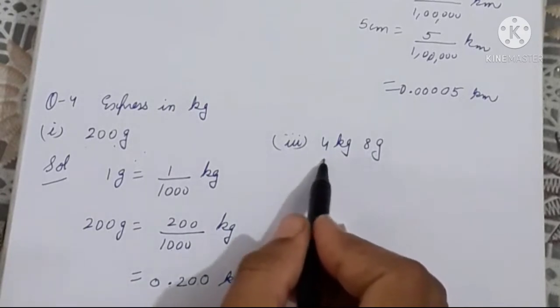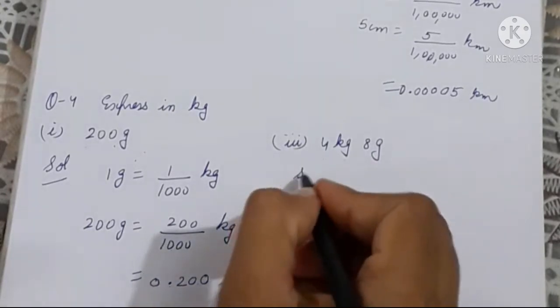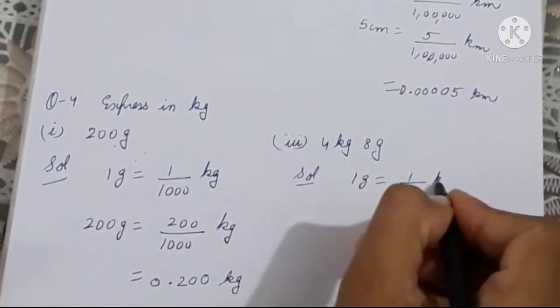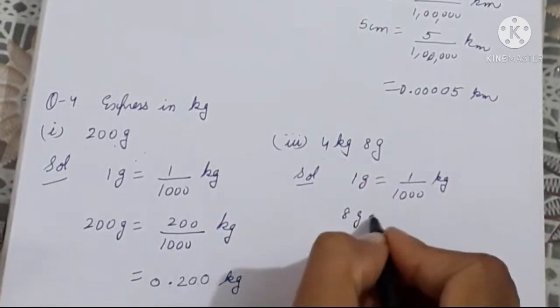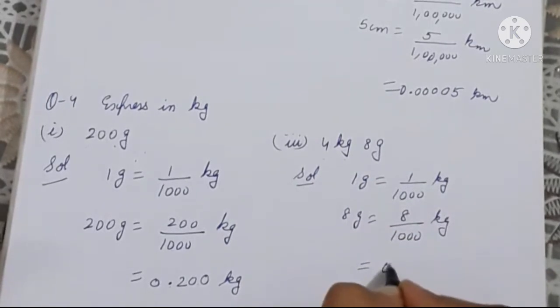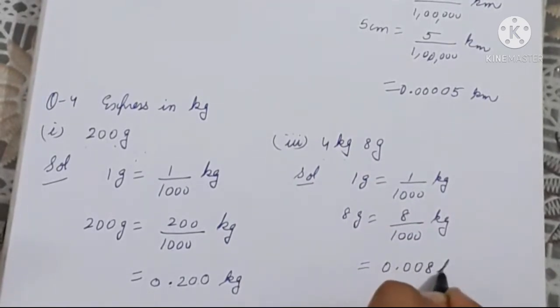Third part is 4 kilogram 8 grams. Here again 1 gram equals 1 upon 1000 kilograms. So 8 grams equals 8 upon 1000 kilograms, that is equal to 0.008 kilograms. So 4 kilograms 8 grams equals 4 plus 0.008 kilograms. When you add, it will be 4.008 kilograms.